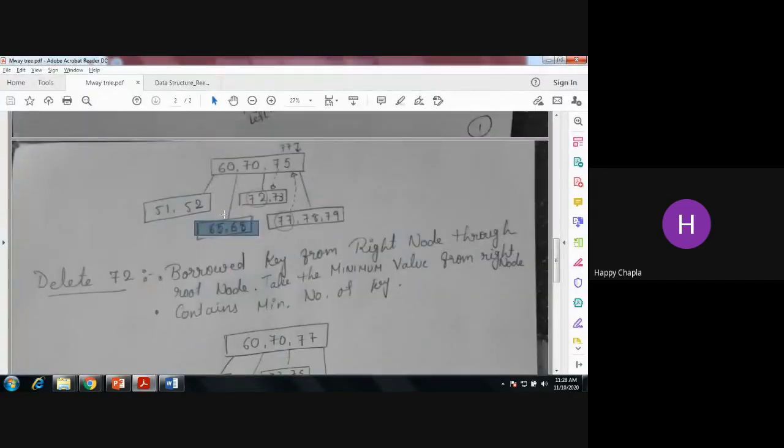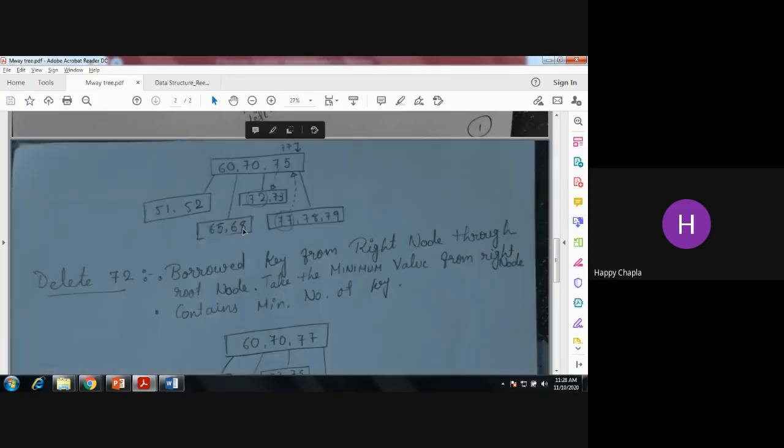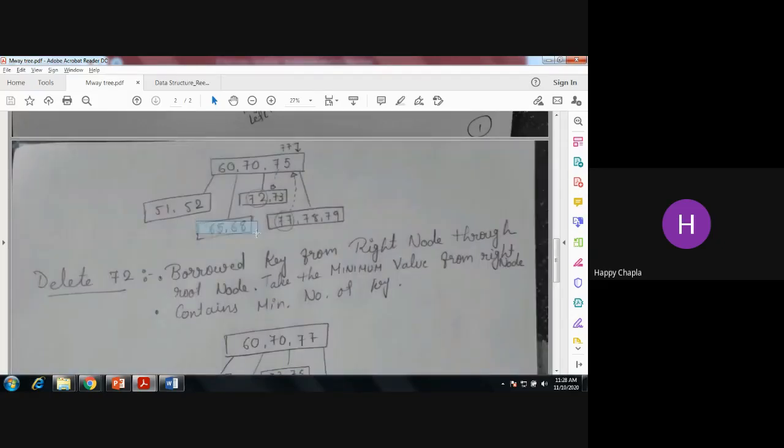Okay, now we have to borrow the key from the left-hand side. So there is 65 and 68. Can I borrow from the left-hand side? No. Why? Because there are only two key values and a minimum of two should remain. If I take 68, then there is only 65. So not an option. Now try the right sibling.